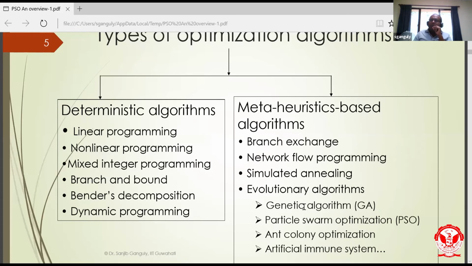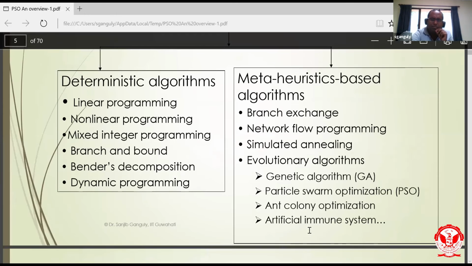Similarly, particle swarm optimization, which I am going to discuss in detail in this particular lecture, is one of the evolutionary algorithms or metaheuristic algorithms. Similarly, there are many others: ant colony, artificial immune system, and so on. There are many algorithms reported in the last 10 years.